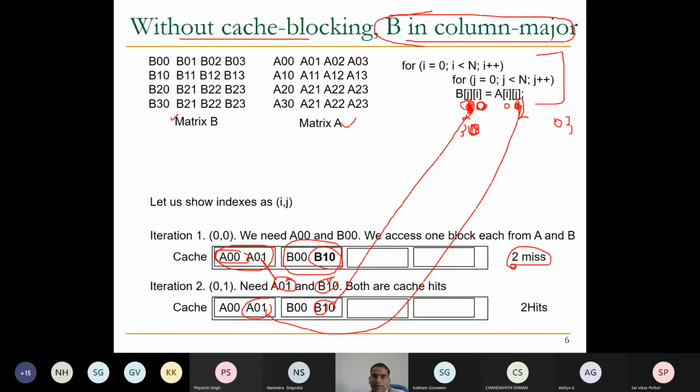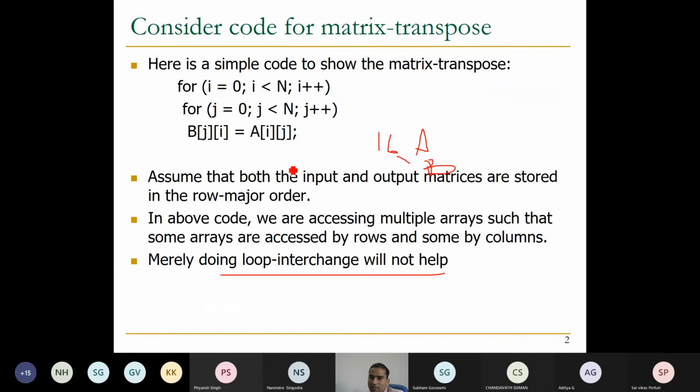That simply doing loop interchange will not help. So with this organization, suppose both are in row major order, I have lots of hits for A. I don't have any hits for B. If I change the loop order, then I have lots of hits for B. I will not have any hits for A. That's what I have shown here.